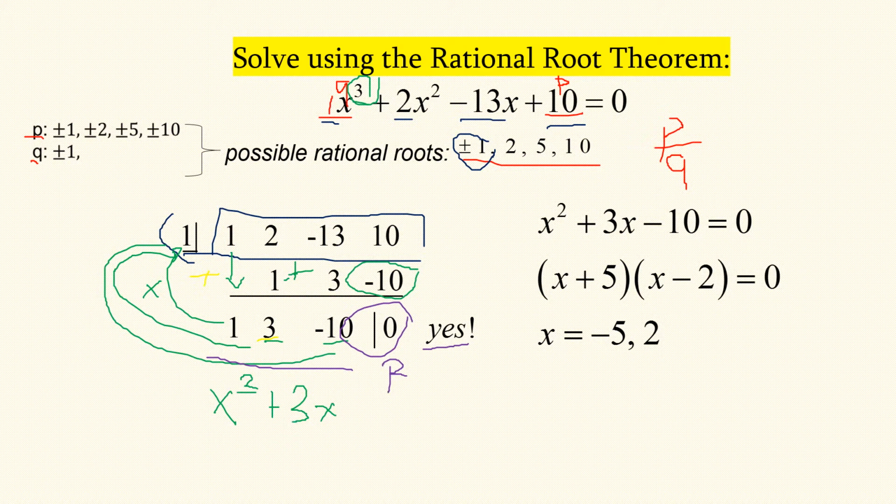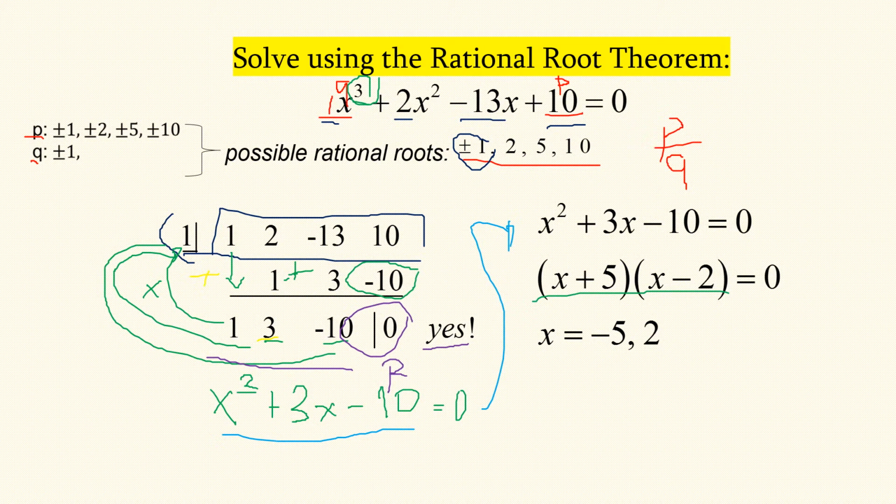Then, ilalagay natin na constant yung negative 10, is equal to 0. So, ito ay napunta na siya doon. Then, kung napapansin nyo, itong ating reduced na equation, pwede na siyang i-factor. So, yung nakuhang factor dyan is x plus 5 and x minus 2.